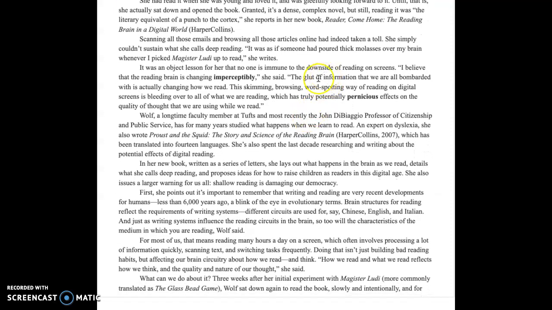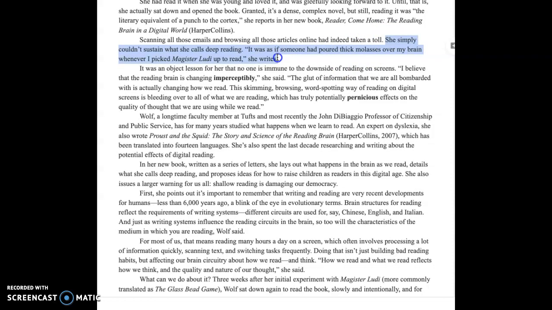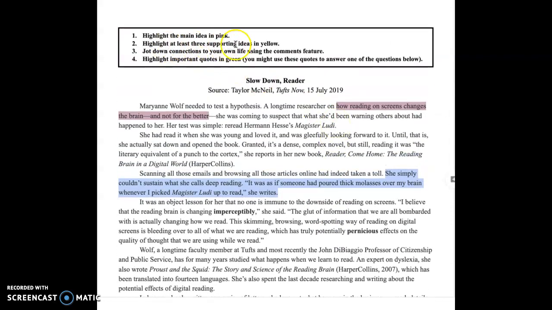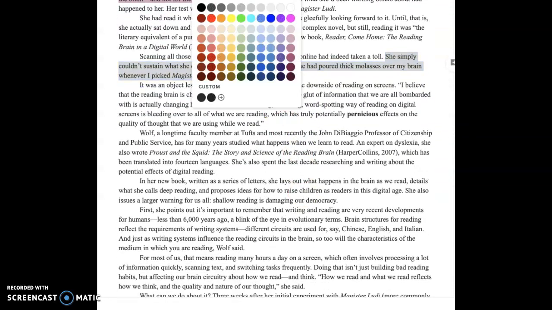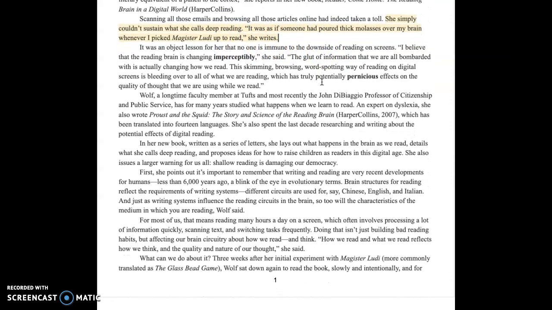Scanning all those emails and browsing all those articles online had indeed taken a toll. She simply couldn't sustain what she calls deep reading. I think this is an important idea, and it looks like 3 supporting ideas in yellow, at least 3. So I'm going to say that seems like an important idea to me. I'm going to put yellow on that. She couldn't sustain her deep reading, and there's a quote where she talks about that. So I'm going to do that too.